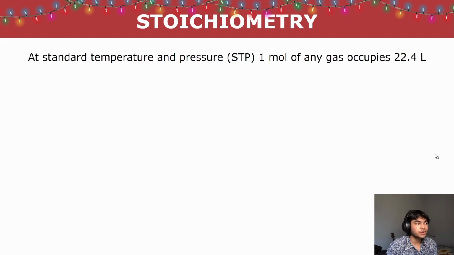And the main thing that you need to know is that at standard temperature and pressure, that's what we call STP, standard temperature and pressure, 1 mole of any gas occupies 22.4 liters. So what is standard temperature and pressure? It is 1 atmosphere of pressure and 0 degrees Celsius or 273.15 Kelvin. That is standard temperature and pressure. And at standard temperature and pressure, 1 mole of any gas is going to occupy 22.4 liters.